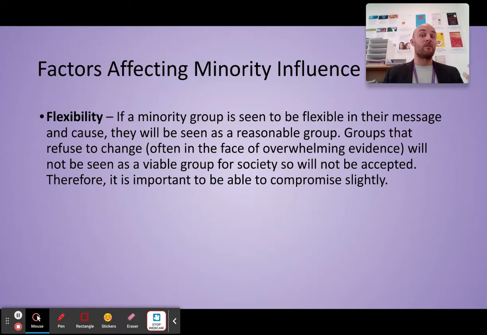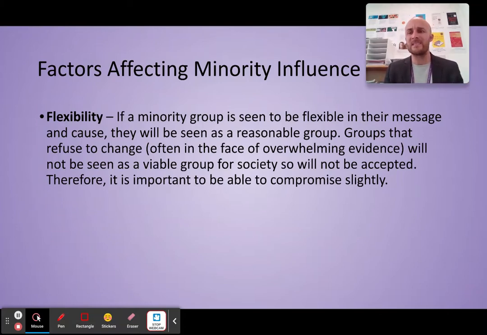And finally, you've got flexibility. Now, before I even go into this, students get confused between consistency and flexibility. How can you be consistent and flexible at the same time? So if the minority group is seen as flexible in their message, they will be seen as a reasonable group. You can be consistent, but appear to be listening to the majority.